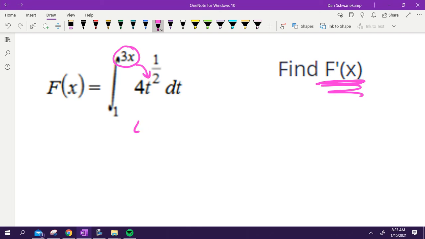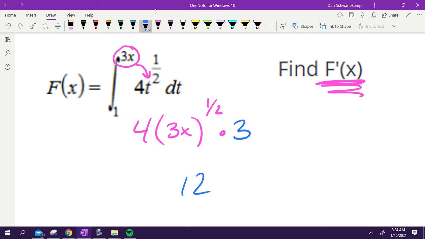We plug it in. So now it's 4 times 3x to the 1/2 power. And then you've got to multiply by the derivative of whatever you plugged in. So what do I need to multiply by? 3. 4 times 3 is 12. Times 3x to the 1/2 power. That's my answer. Questions there? Actually, that's not the answer. The 1/2 is on the outside.